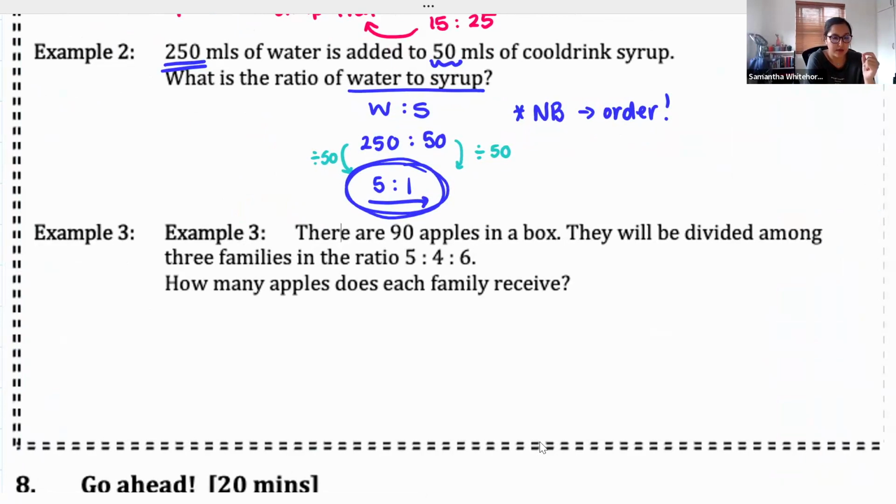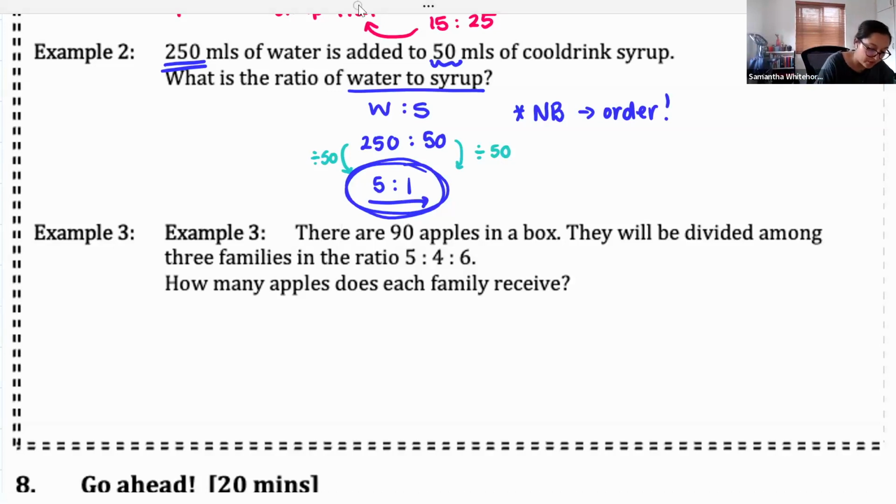The first family gets 5 parts. The second family gets 4 parts. The third family gets 6 parts. So the third family should be getting the most number of apples, and the second family should be getting the least number of apples because that was the smallest number in my ratio. Okay, now there's lots of different ways that you can visualize this. I quite like to draw a picture for myself. You obviously do not have to do this. I will show you the maths way to do it, but I like to draw a picture to visualize what's going on.